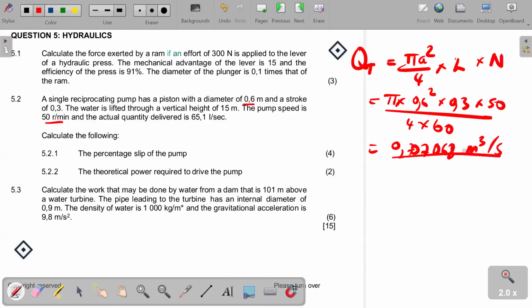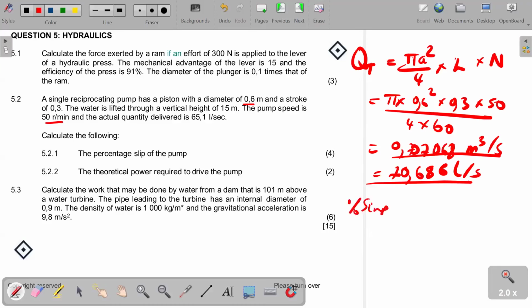We want it in liters, so we multiply by 1,000. 1 cubic meter is equivalent to 1,000 liters. Multiplying that by 1,000, we end up having 70.686 liters per second. This is what we now have, so we can use it to calculate the percentage slip.